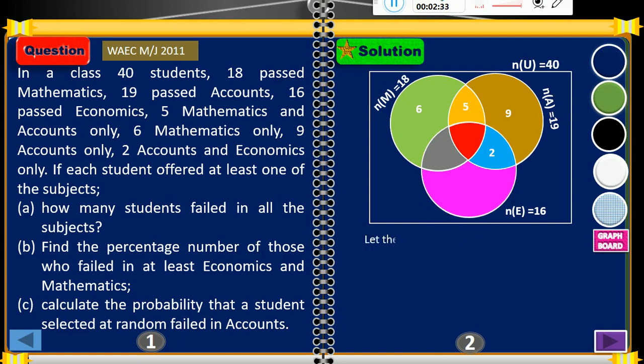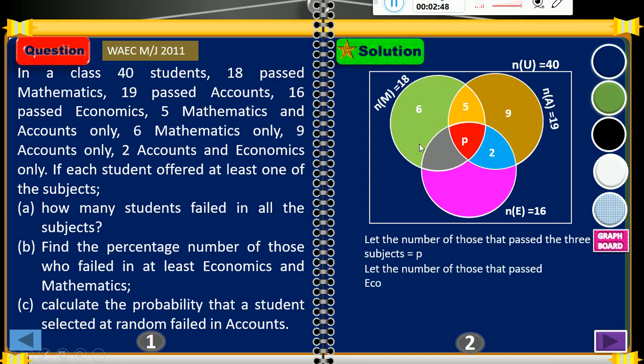Now, let the number of those who offer the 3 subjects in this class be represented by the letter P. And then the number of those who offered mathematics and economics only in this class, let the number be represented by N. And let the number of those who offered only economics be represented by M.